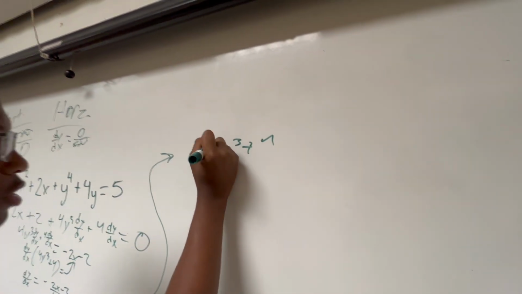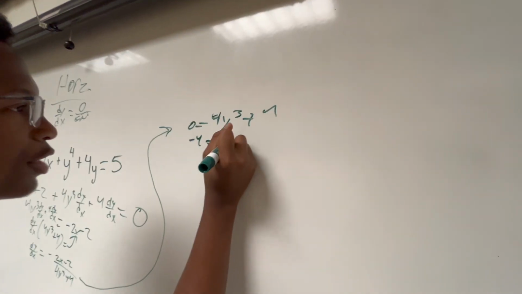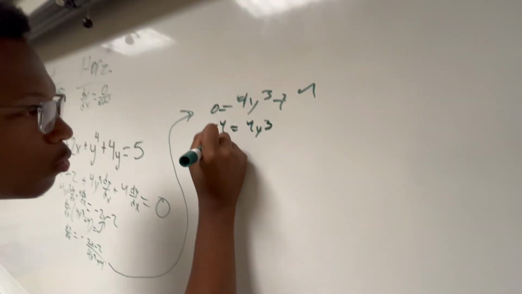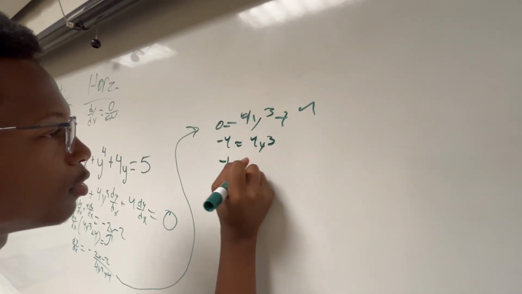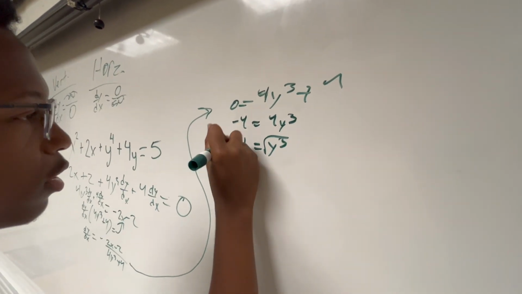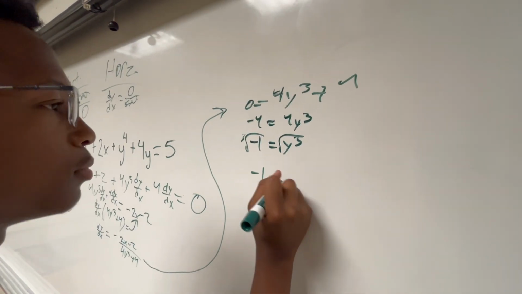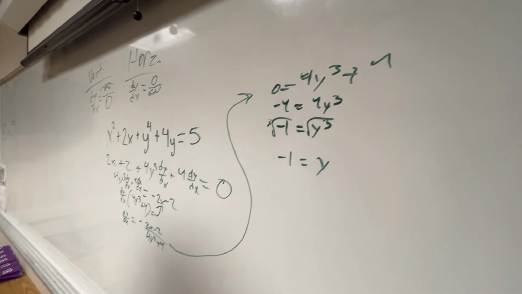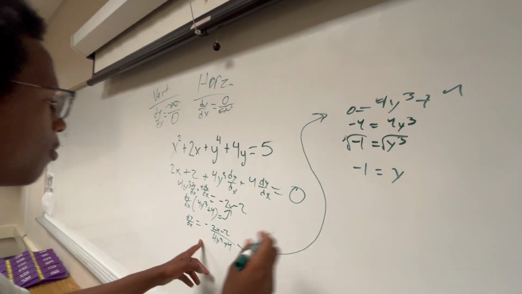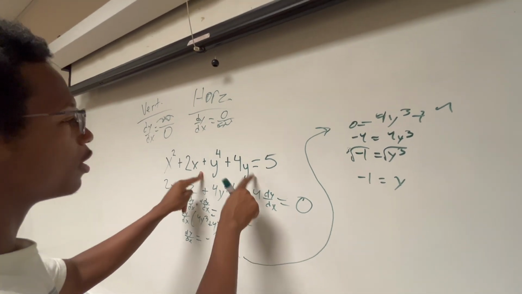Basically, I'm going to solve. So negative 4y cubed, and divide by 4, so just negative 1 equals y cubed, and yes, the cube root of negative 1 is just going to be negative 1. So y is equal to negative 1. Pretty sure. So now that we have all of this information, we can go back to this equation and plug it in.